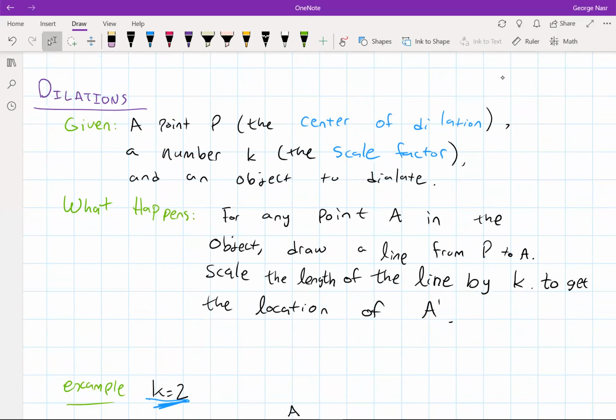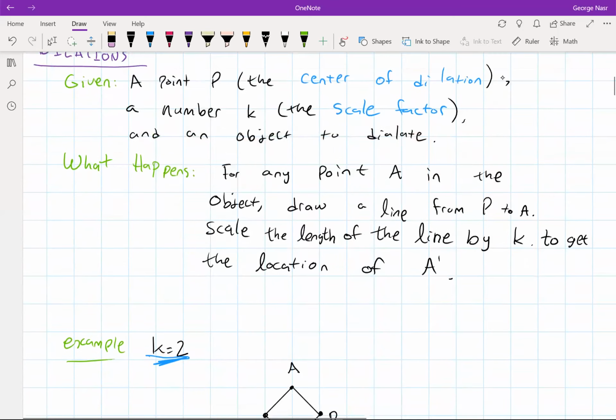So what is a dilation? Dilation is yet another transformation. We have three so far: translation, reflection, and rotation, but there are actually more transformations than what we've talked about so far. To dilate something, we're given a point to be the center of dilation. We're given a number k to be the scale factor, and we're finally given an object that we want to dilate. For any point A in the object, we draw a line from P to A and scale the length of that line by k.